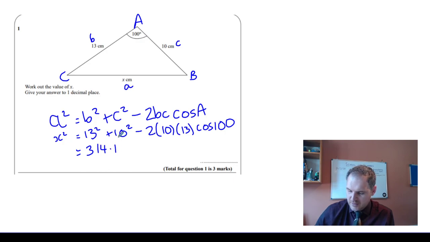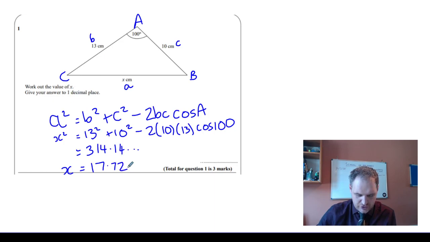Point 15, if I round it to two decimal places. Now, I'm not rounding that in my calculator, because until we get to the end of a question, we should never round. So I'm going to leave this as 314.14 and then a dot, dot, dot to show I haven't rounded it. And I'm going to square root it and press the ANS button to give me the x, which is 17.7724. It wants one decimal place, so it's 17.7.